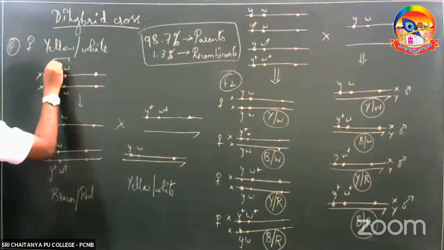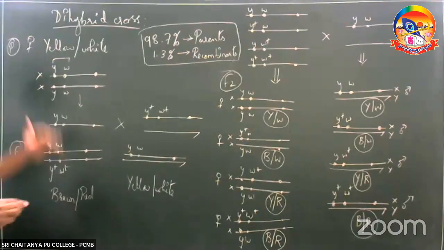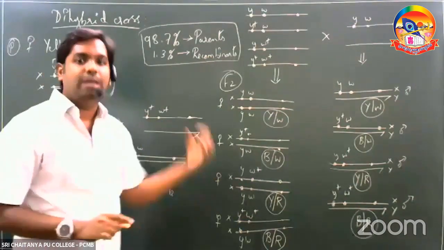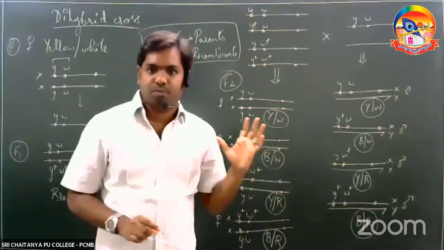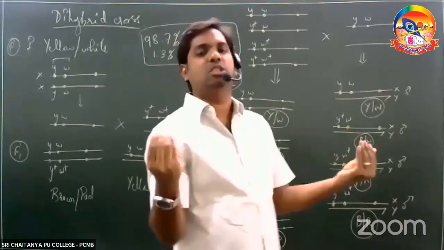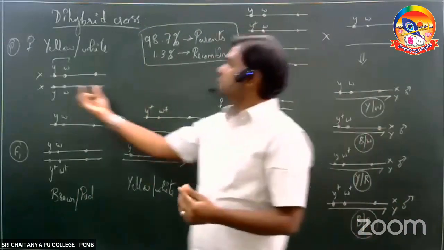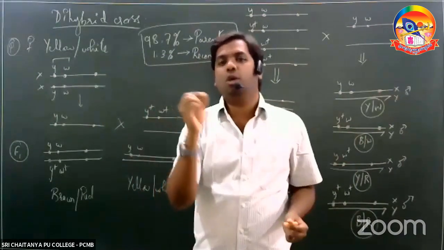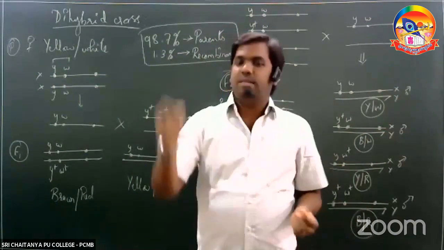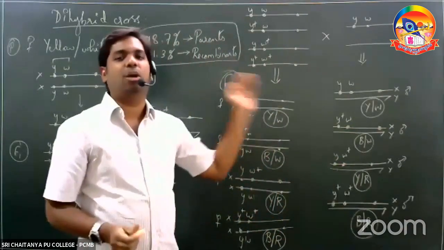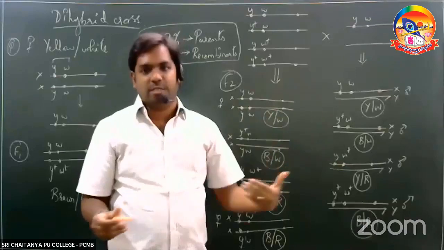Now, if you remember from the previous sessions, we said that recombination is dependent on the distance between the two genes. If the distance between the two genes is less, the extent of crossing over would be less. If the extent of crossing over is less, the number of recombinants obtained would be less.